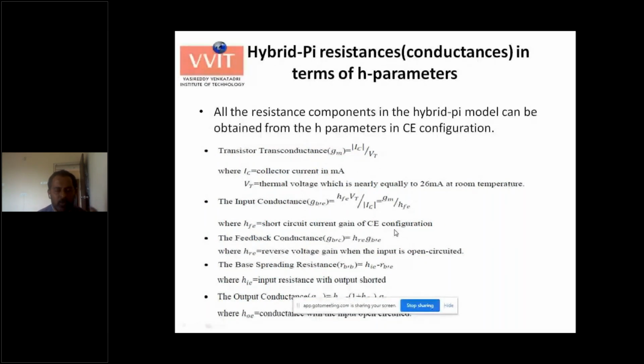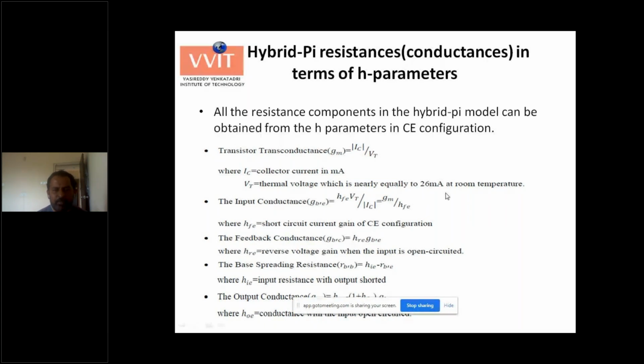While doing this, since H parameters are low frequency parameters, we have to remove those inter-electrode capacitances from our model. Then we start working like what we did in two-port analysis. Once you do that, you can express GM as the magnitude of IC divided by VT. VT is the volt equivalent of temperature, usually 26 millivolts at room temperature.